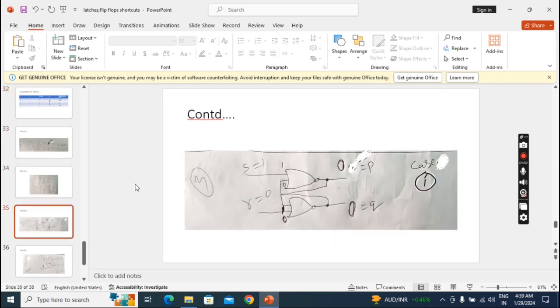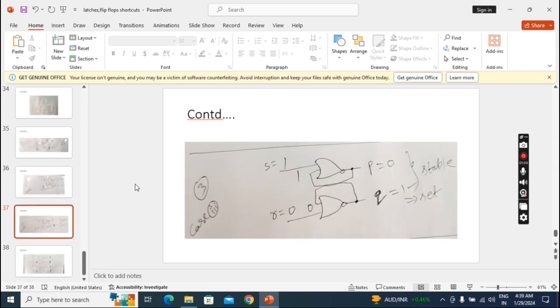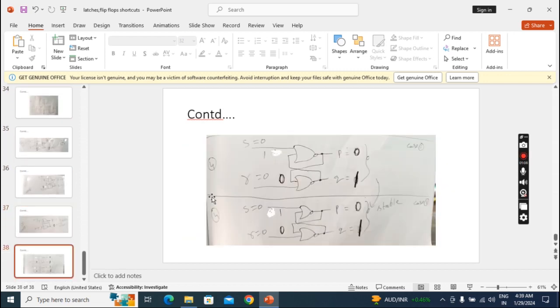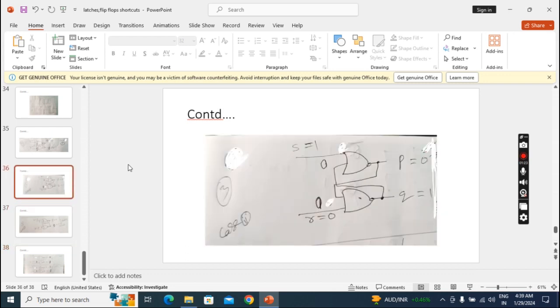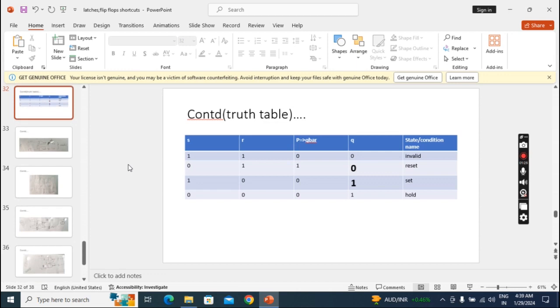Then the last condition. Now I am applying 0, 0. When I fed back, I got 0, 1. And when I check for stable, I got 0. So this fourth condition output is the same as the third condition. So this is called hold. When I apply 0, 0, the circuit becomes hold.